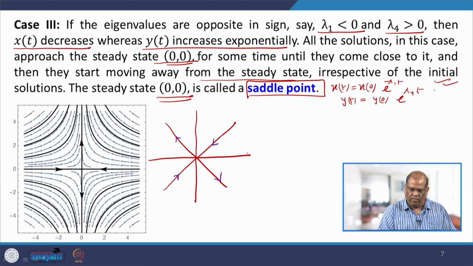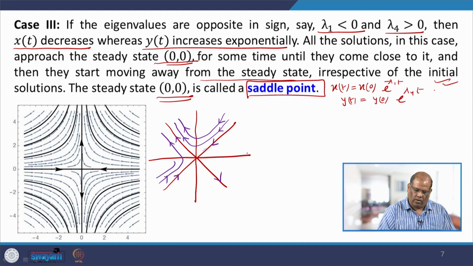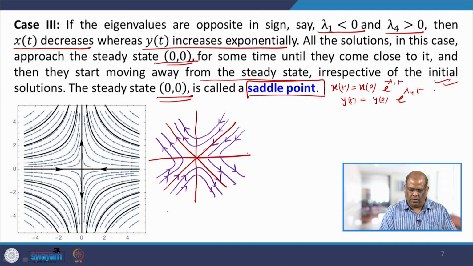The rest of the solution will be like this. This is coming from this side and moving like this, so you put an arrow like this. Coming from this side and moving like this, put an arrow like this. Here also you put an arrow, and here also. In a similar way, you just follow the path of these arrows and draw the figure. Like this. So, this becomes a saddle point.